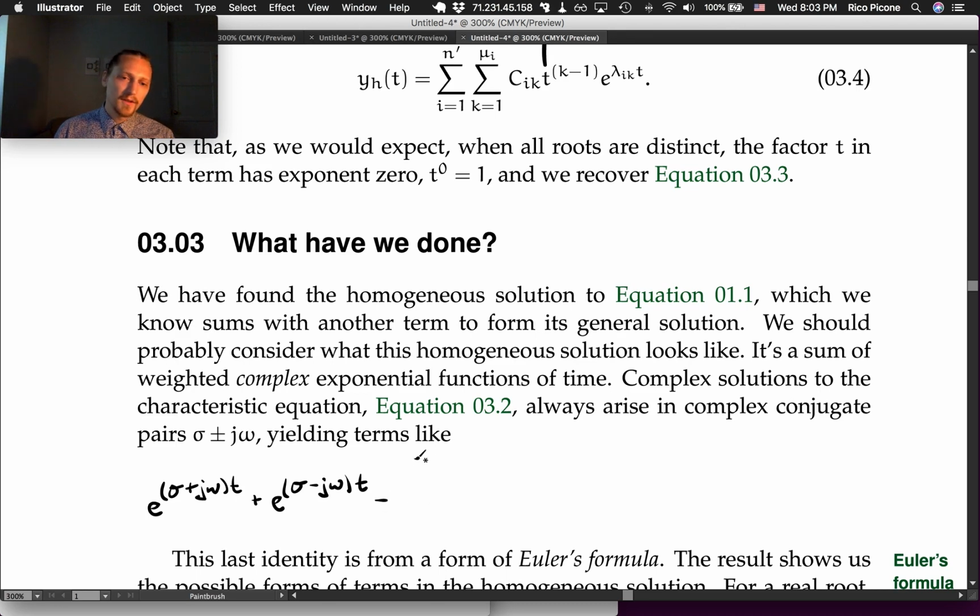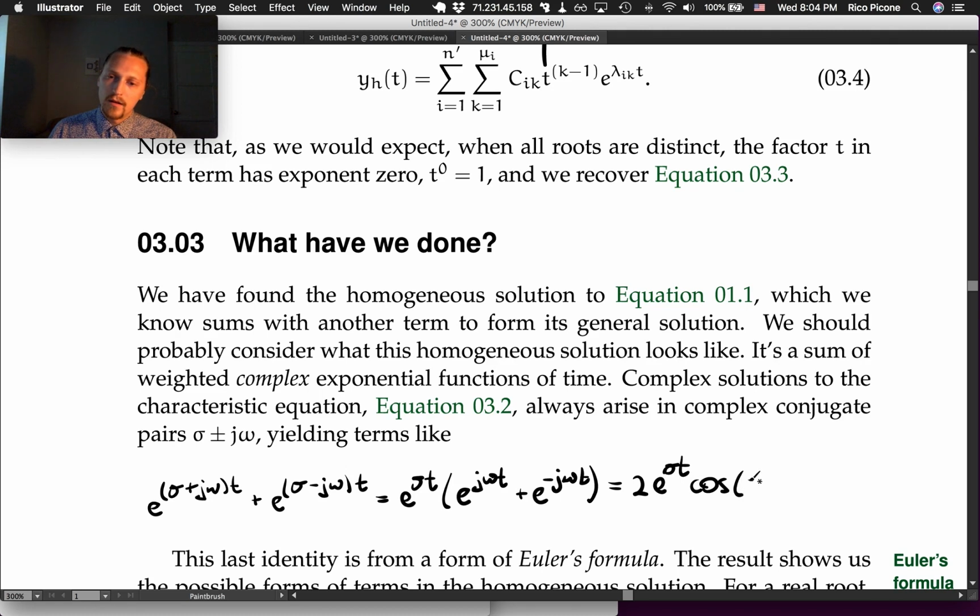Okay, so let's do a little bit of shuffling around here. Each term, we can use the property of exponentials to recognize we can write each as e to the sigma t times e to the j omega t. And each term has an e to the sigma t in it, so we can pull that out front, e to the sigma t, and then e to the j omega t plus e to the minus j omega t. Okay? And it turns out there's this quote-unquote beautiful formula called Euler's formula that tells us that this is equal to e to the sigma t cosine omega t. The last identity is from Euler's formula.